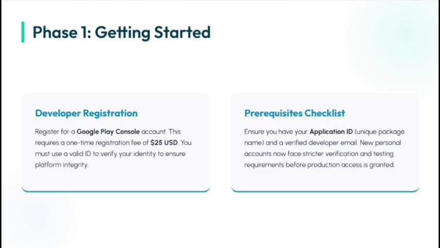Next one, the prerequisites checklist. You have to ensure that your application ID is a unique package name and that you have a verified developer email. New personal accounts now face strict verification and testing requirements before production access is granted.